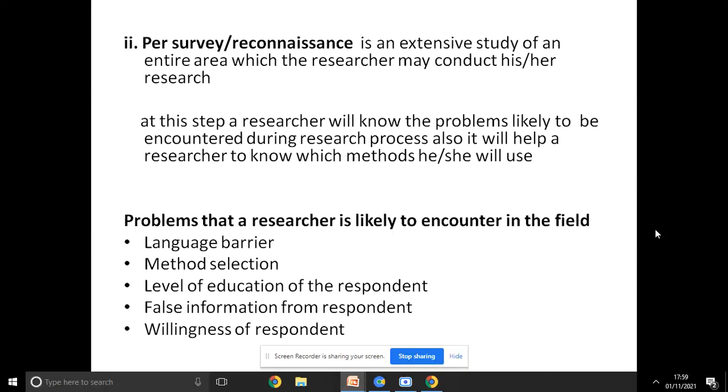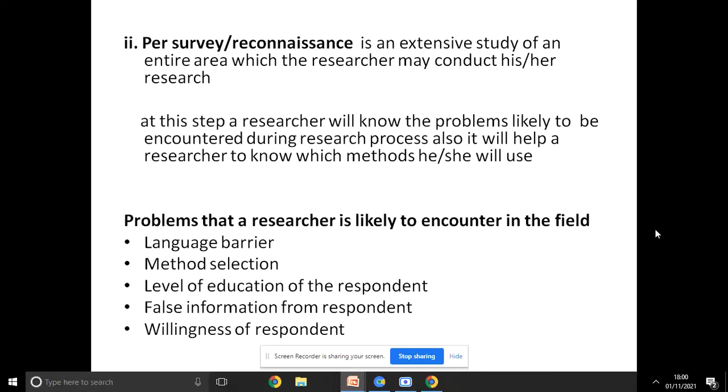Then we have the other one, which is called pre-survey or reconnaissance. It is an extensive study of an entire area in which the researcher may conduct his or her research. At this step, the researcher will have to know the problems likely to be encountered during the research process. Also, it will help the researcher to know the method that he or she is going to use there. The issue behind the researcher visiting the area is to identify some of the problems and find the solution before.